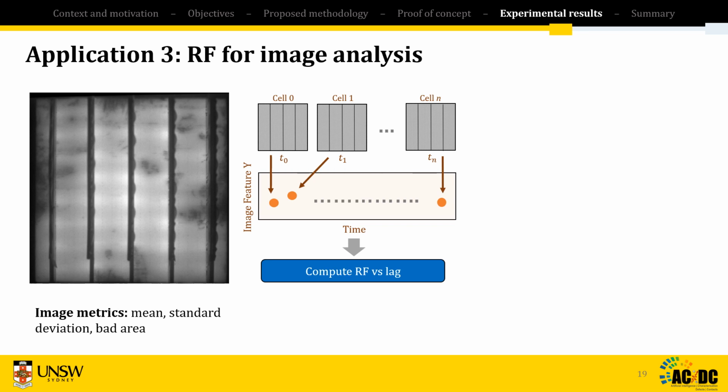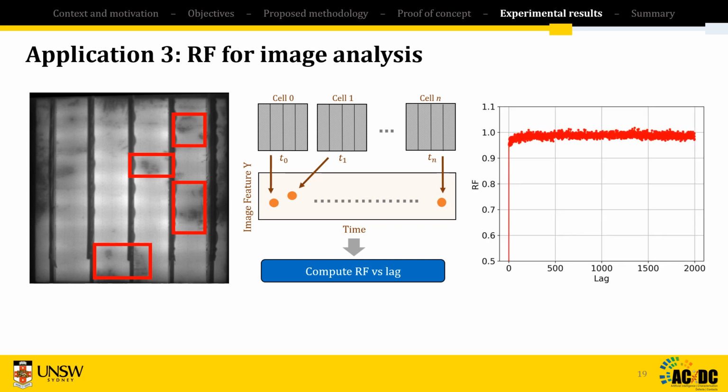So to determine whether the defects in this production line are random or not, we take the bad area percentage. With that, this is the RF as a function of lag. And since at the very low lag, the RF is already equal to 1 and stays constant all throughout, we can say that the introduction of defects in this production line is random.